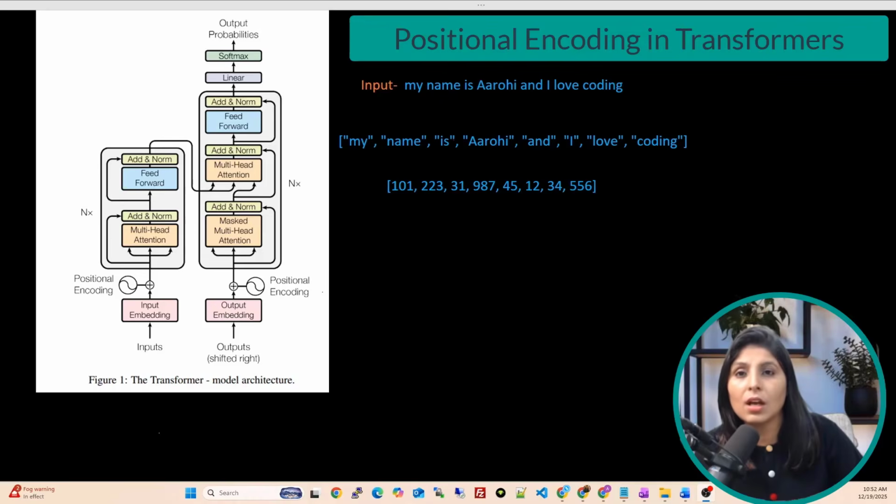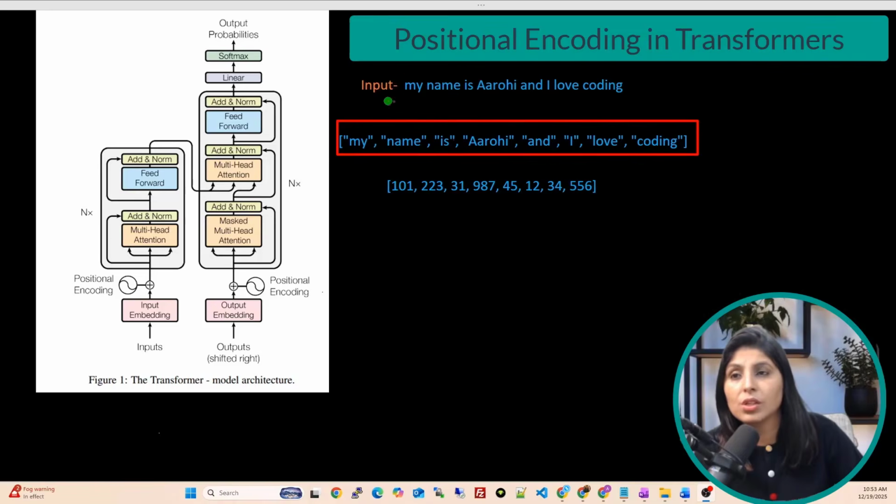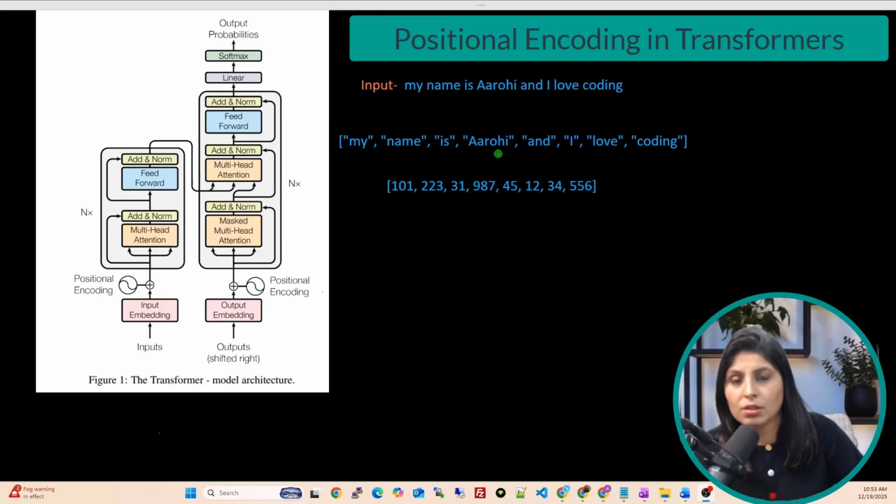So guys, in our last class, we learned how to prepare input for transformers. First, we used a tokenizer to break the raw text into tokens. You can see here, this was our input sentence: My name is Aarohi and I love coding. This is the first step we performed on the raw text, and we got the tokens. And how did we get these tokens? We used a tokenizer for it.